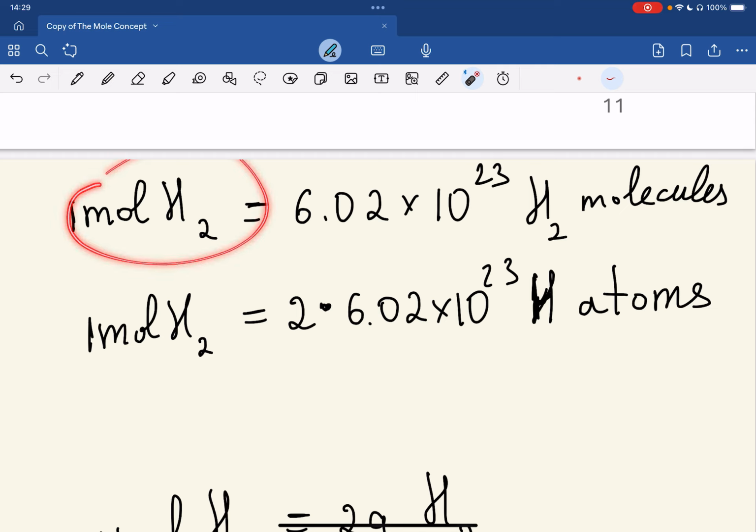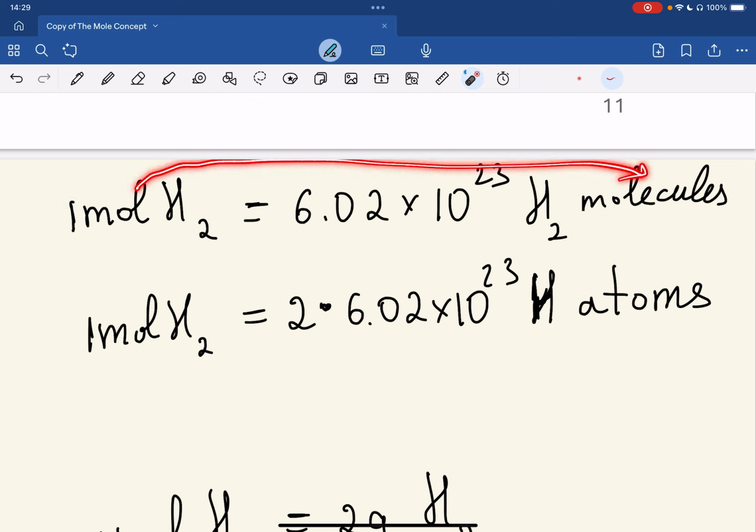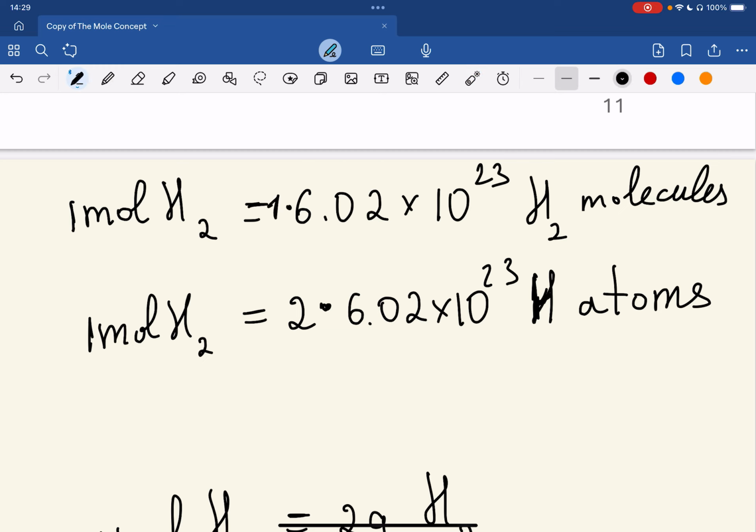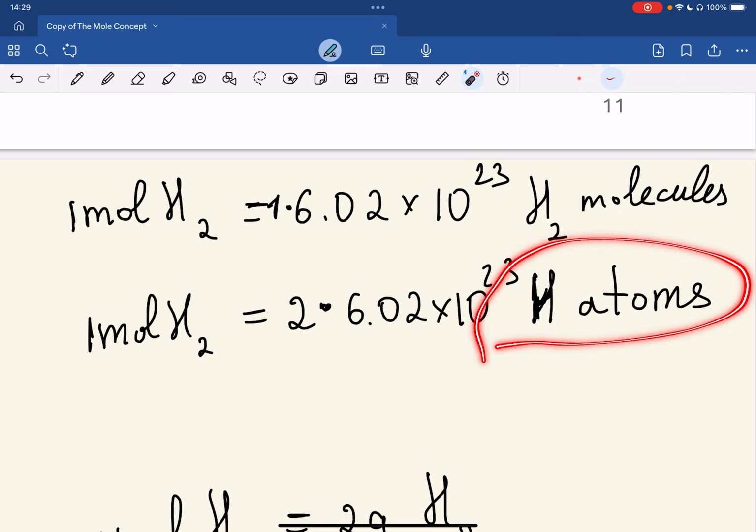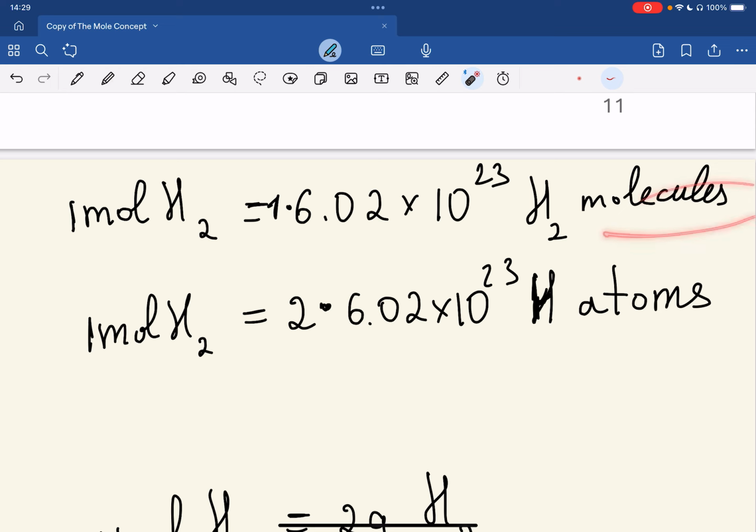Let's do one example and see how it works. So 1 mole of hydrogen. How many hydrogen molecules do we have in 1 mole of hydrogen? We are changing from mole to molecule, so we multiply by 6.02. Let's write 1 times 6.02 times 10 to the power 23. But whenever it asks about individual atoms, always check whether it asks for atoms, molecules, or ions.